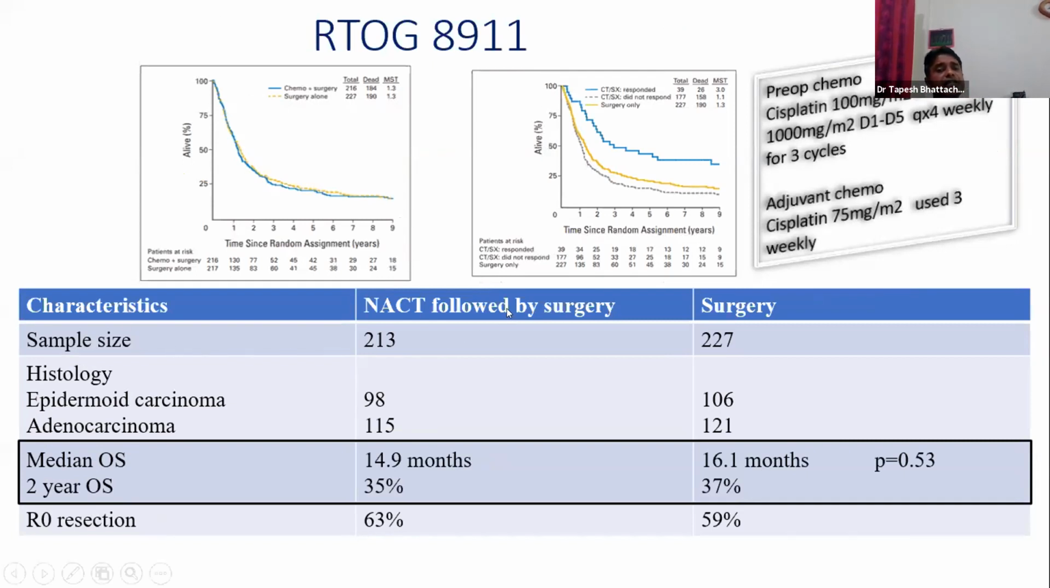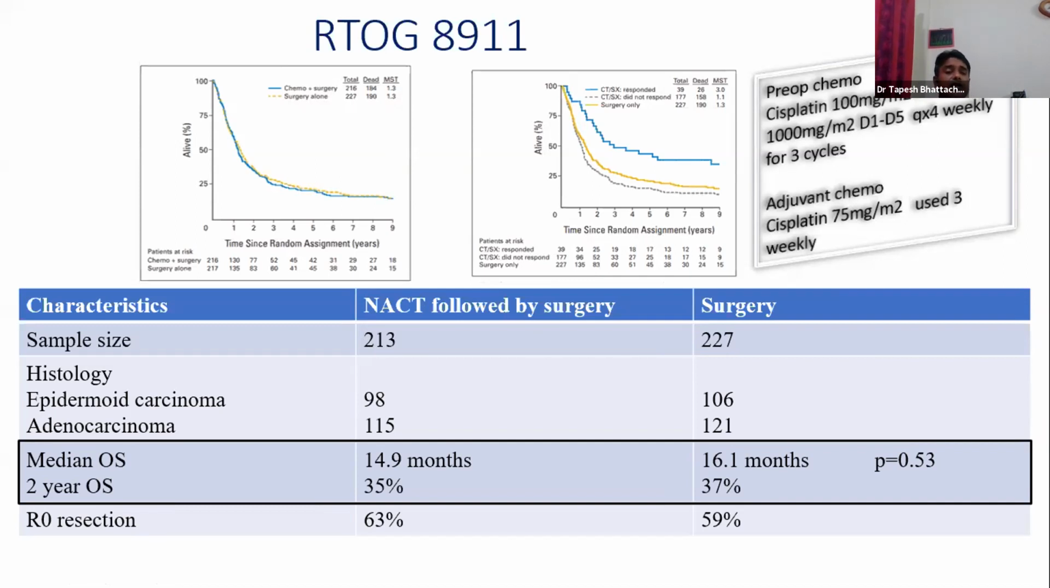If we see the NACT before surgery, there were 213 patients in the chemotherapy followed by surgery arm, and in the surgery arm it was 227 patients. The histology was a bit different here. It was squamous cell carcinoma in 98 patients. A significant number of patients had squamous cell carcinoma in this study, both in the neoadjuvant chemo followed by surgery and surgery alone. And adenocarcinoma was also 115 and 121 patients.